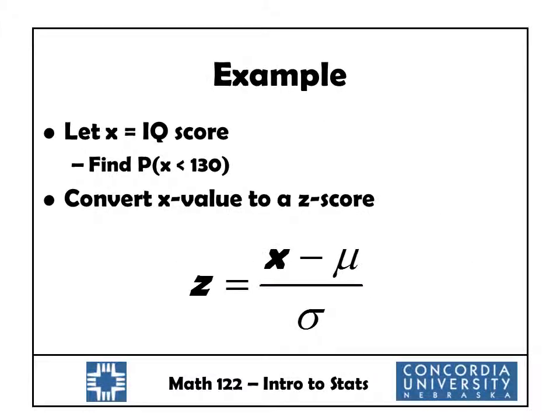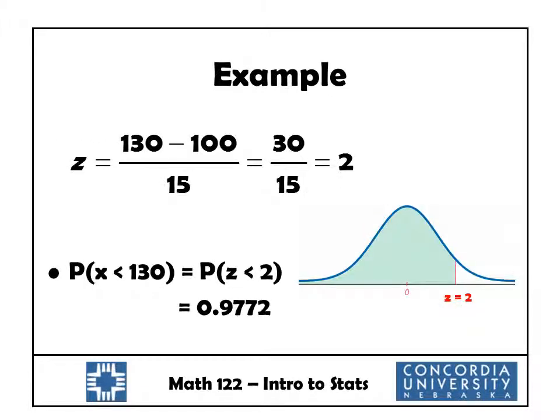Now this is very similar to finding the probabilities of a standard normal distribution. We just have one additional step where we have to convert the x value inside the parentheses over to a z-score. And so we use the formula given here, x minus mu divided by sigma. Again, x is the number inside the parentheses, mu is the mean given in the problem, and sigma is the standard deviation. So in this case we have 130 minus 100 divided by 15, that's equal to 2. So then the probability that we want is equal to the probability that z is less than 2.